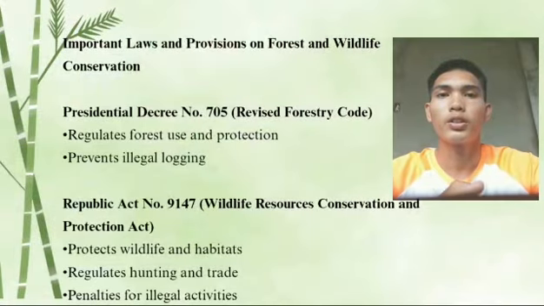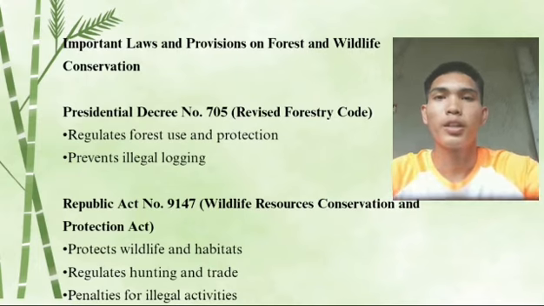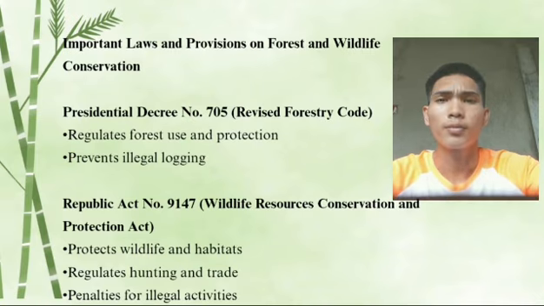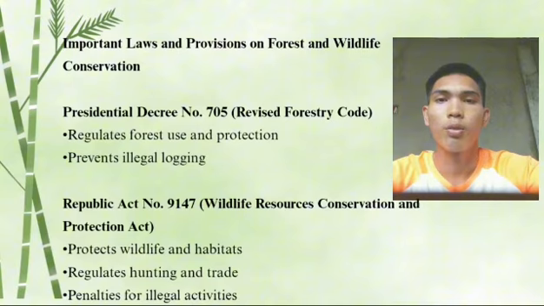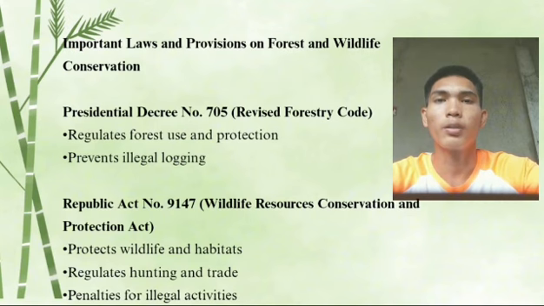Important laws and provisions on forest and wildlife conservation. First is Presidential Decree Number 705, the Revised Forestry Code. It regulates forest use and protection and prevents illegal logging. Second is Republic Act Number 9147, the Wildlife Resources Conservation and Protection Act. It protects wildlife and habitats, regulates hunting and trade, with penalties for illegal activities.